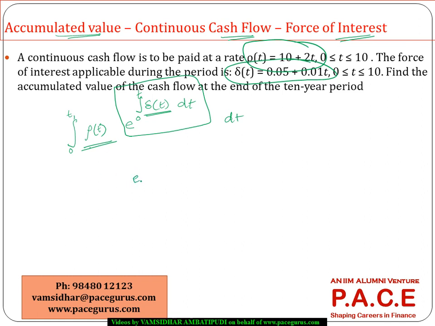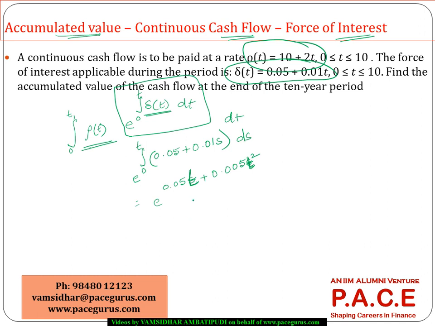So the accumulation factor for me comes out as e power integral 0 to t delta s ds. Delta s is given by 0.05 plus 0.01 s ds. Solving for this, we get e power 0.05 s plus 0.005 s squared, integrating between 0 to t. So we get it as 0.05t plus 0.005t squared.